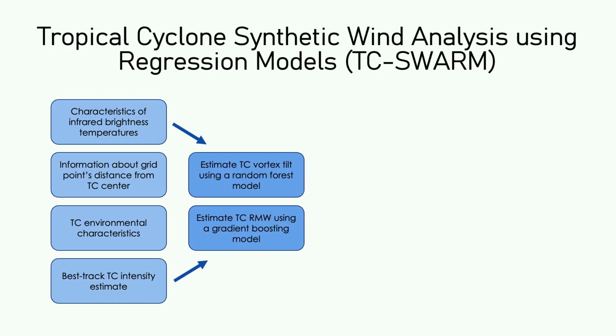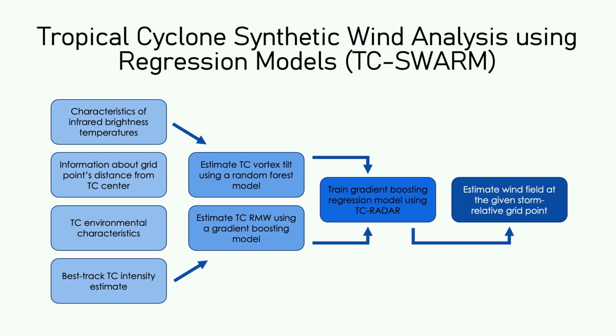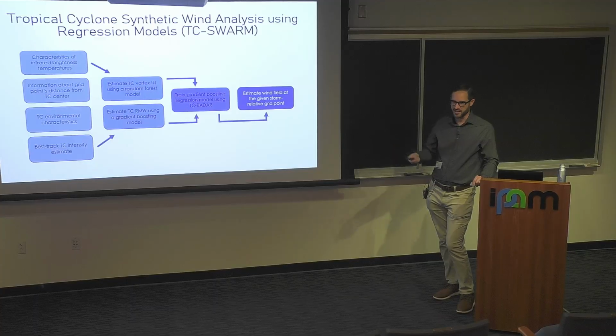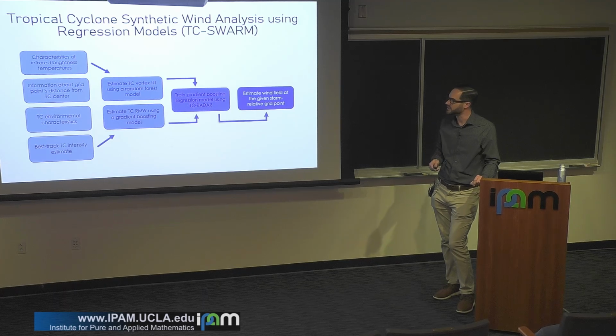This information is then fed into a series of upstream machine learning models. One is a random forest model that estimates the vortex tilt of the tropical cyclone, so basically how the center of the storm is leaning with height. And the second model is a gradient boosting regression model that estimates the radius of maximum wind. So this gives us an idea of the spatial scale, the size of the vortex. And then these inputs are used to eventually train the final TC Swarm model, a gradient boosting regression model that ultimately provides an estimate of the wind field at the given storm-relative grid point. So this model is trained on the radial and tangential components of the wind, so I can predict the components of the flow of the TC vortex.